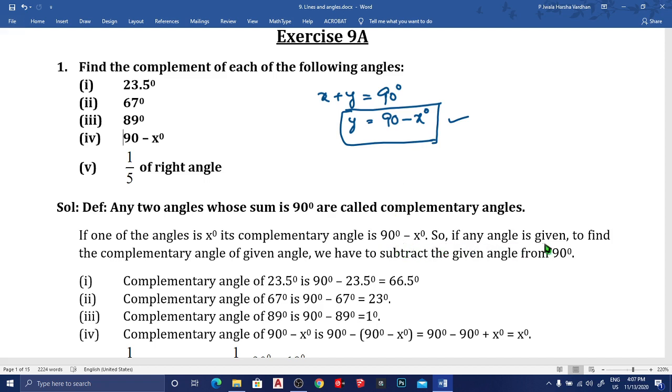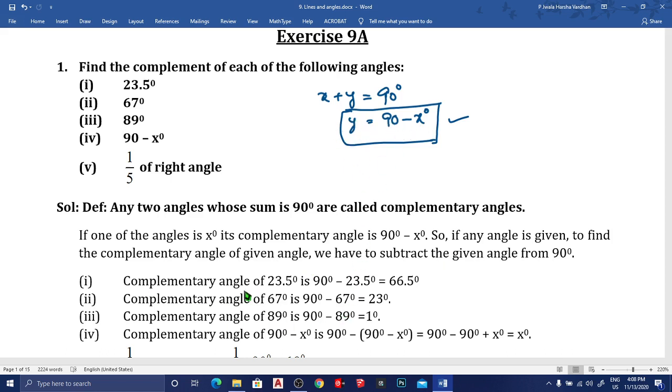So this is a formula you have to remember. If any one of the angles is given, to find the complementary angle of the given angle, we have to subtract the given angle from 90 degrees. Then you will find the second angle.